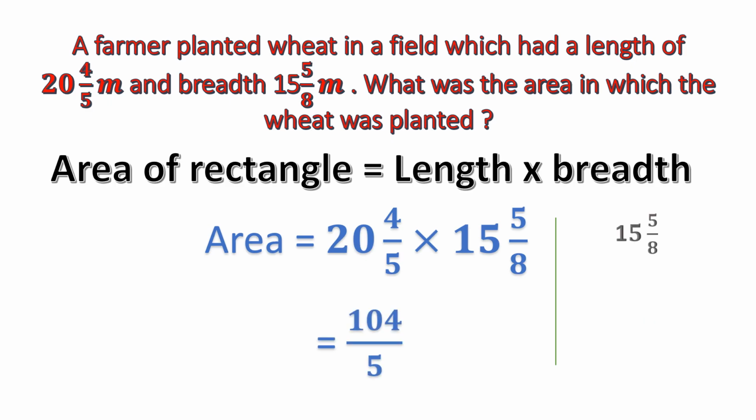Next we have to convert 15 by 8 into an improper fraction. In that case we do 15 times 8 and the answer is added to the numerator 5. The denominator is kept at 8. So 15 times 8 is 120. So 120 plus 5 by 8 gives us 125 by 8. So in place of 15 by 8, we can write multiplied by 125 by 8.